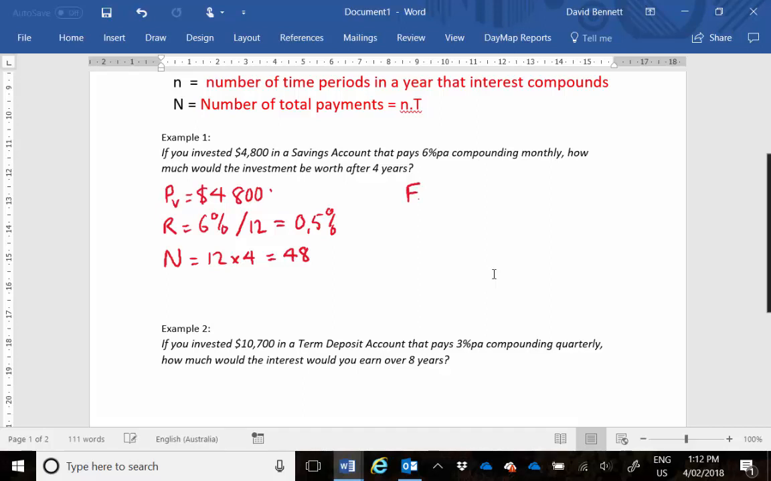Whether you underline or whether you just put straight into the formula, the formula is future value equals our present value times (1 plus our R) to the power of N. So that's going to work out to be 4,800 times (1 plus 0.005). I've got to make that a decimal, so that's 0.005. I just moved the decimal place twice. And then N is going to be 48.